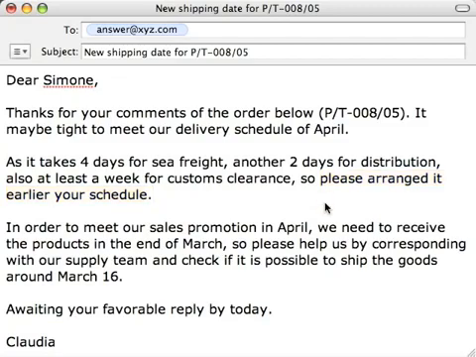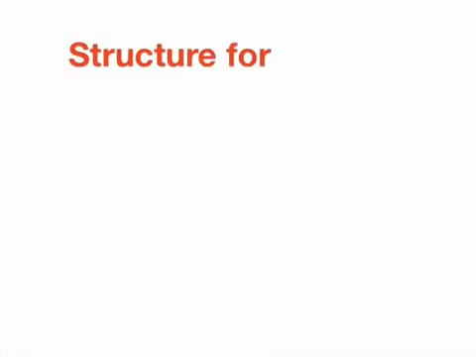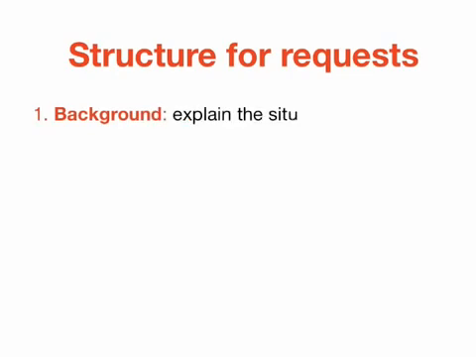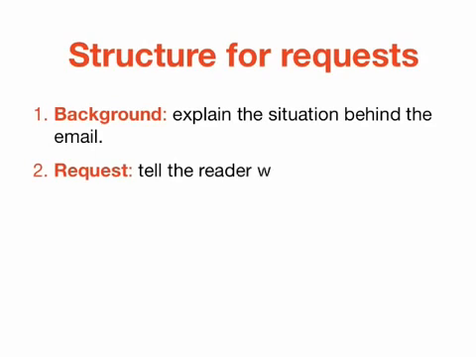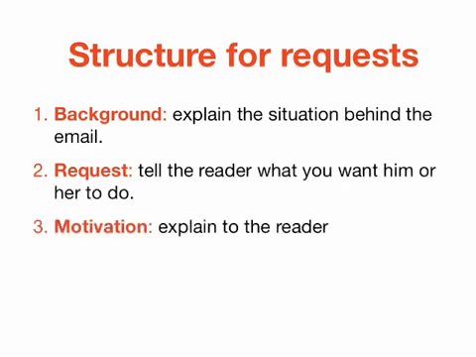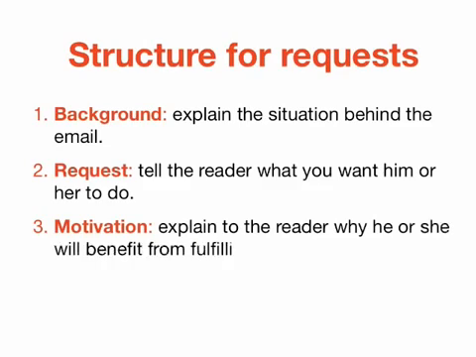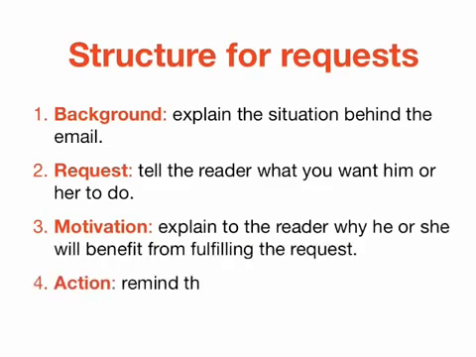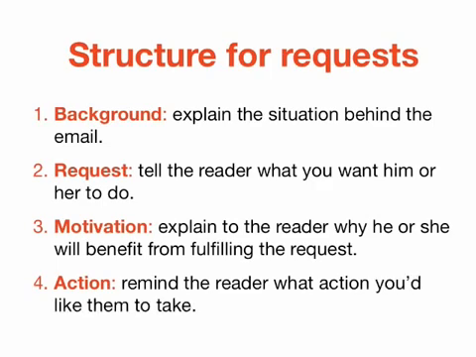A good request email will usually have 4 basic parts. Background: explain the situation behind the email. Request: tell the reader what you want him or her to do. Motivation: explain to the reader why he or she will benefit from fulfilling the request. Action: remind the reader what action you'd like him or her to take.